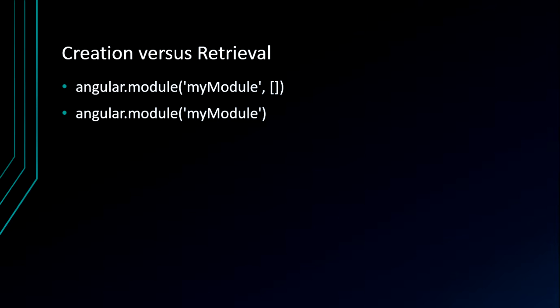Creation versus retrieval. If you want to create your module, you can use angular.module, then your module name, comma, your dependencies. This is how you can create your Angular module. If there is already a module with my module name, it will override that existing module, so we need to be careful. If you want to retrieve your module, use angular.module of your module name, and it will get your module.